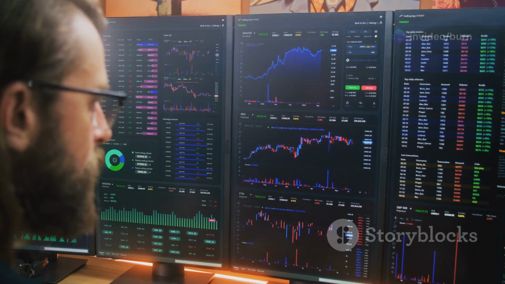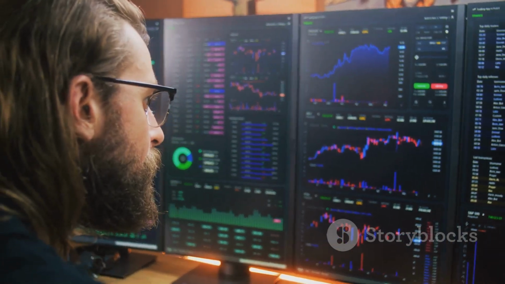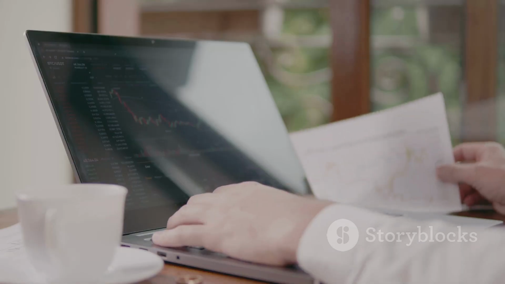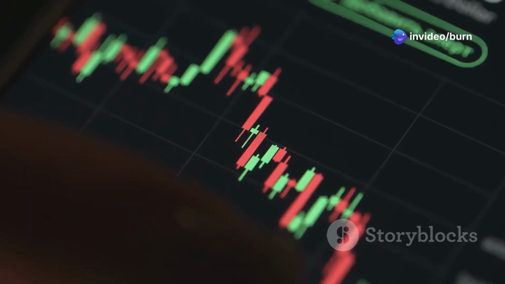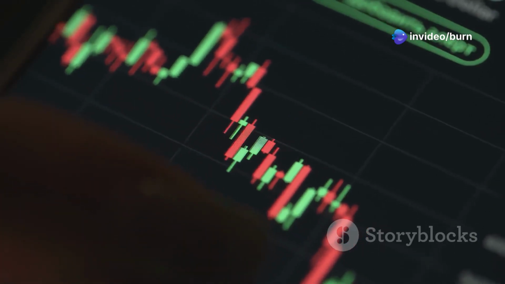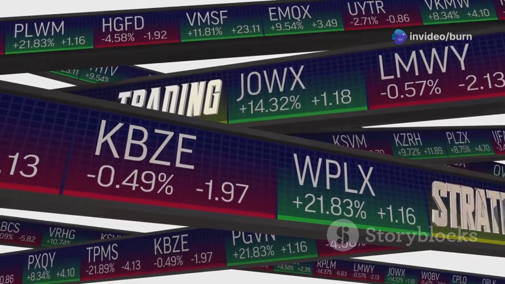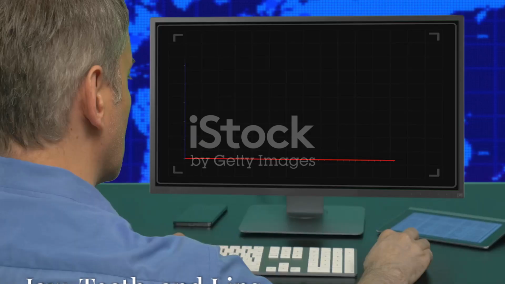The indicator helps traders visualize these periods of rest and activity. This allows for better timing of entries and exits in the market. Essentially, it simplifies market behavior into a digestible format. This makes it suitable for both novice and experienced traders alike.